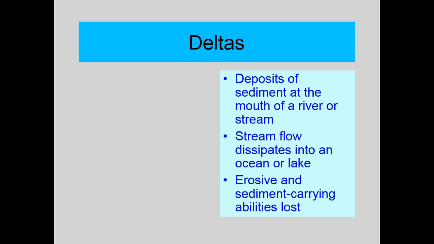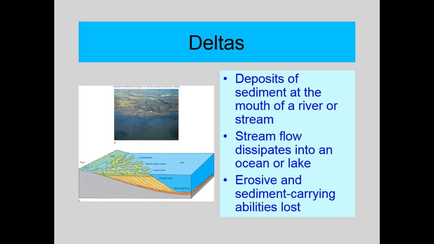And actually, most of Louisiana, or at least a big portion of it, is sediment that's washed from way upstream, some as far as Canada, and carried down. The stream flow dissipates into the ocean or lake, and when it dissipates, it slows down. When it slows down, it drops stuff that it's been carrying along for a while. The erosive and sediment-carrying abilities are lost, and it drops the materials at the base. And these are called the deltas.